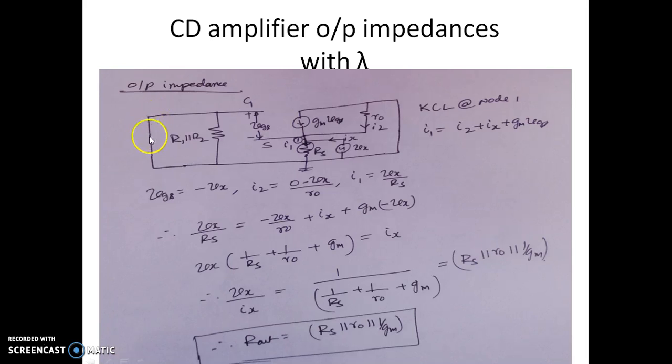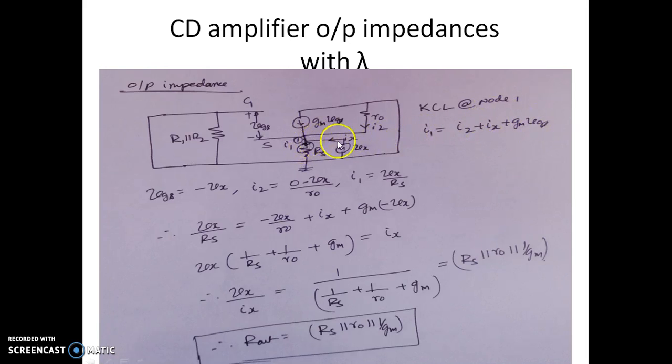Let us find the output impedance. For output impedance we short the input source here, so this is short circuited. We apply a Vx source across RS, where we are measuring the output voltage. Now writing the KCL at node 1. The incoming currents are this I2, the current through R0, then there is one more current, this is Ix, and a third current, gm into VGS. These are the incoming currents at node 1.